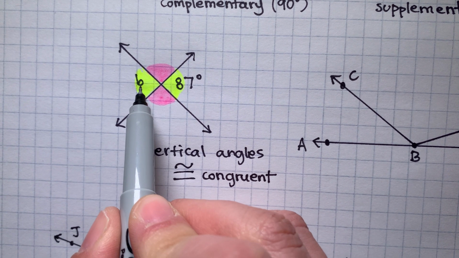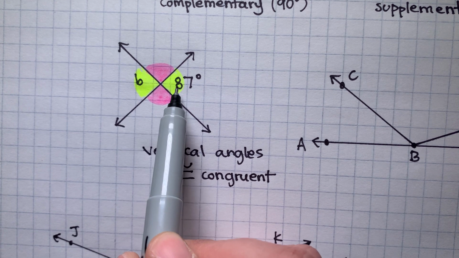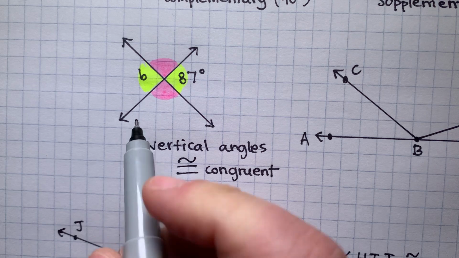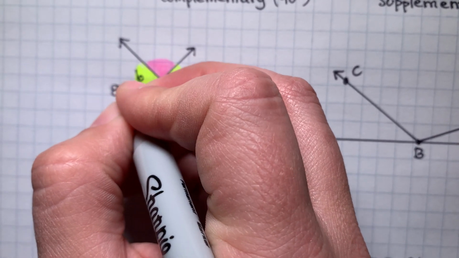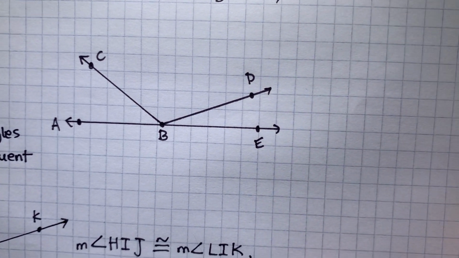So B and 87 are vertical angles, which means they are congruent. So if this angle is 87, that means that angle B also has to be 87. They are opposite each other. So those are vertical angles.